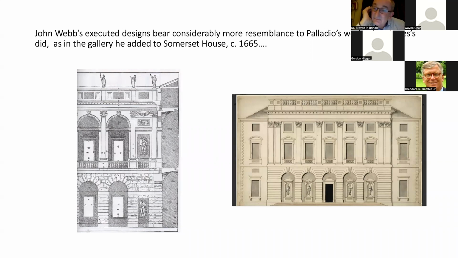His executed buildings have a much more clearly Palladian quality than Jones's designs and executed buildings, as I think you see by comparing the gallery, sadly long destroyed, that he designed at Somerset House, and I'm comparing it here in a general kind of way with the Palladio design for the courtyard of the Palazzo Thiene.